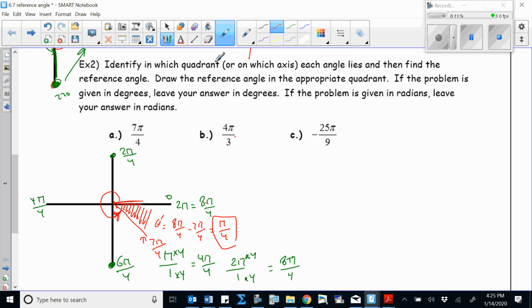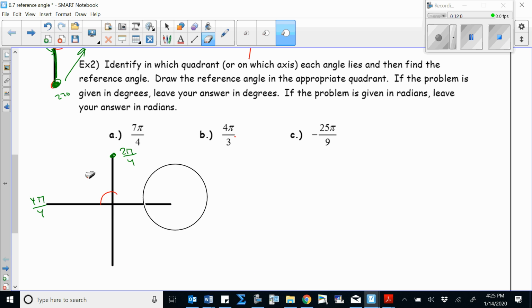Okay, now let's do 4 pi over 3. I'm going to erase all these so I have some space here.